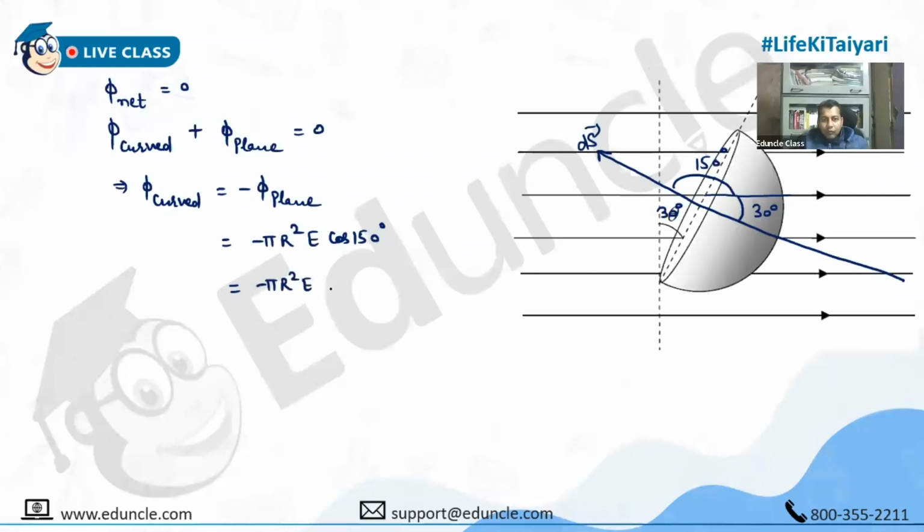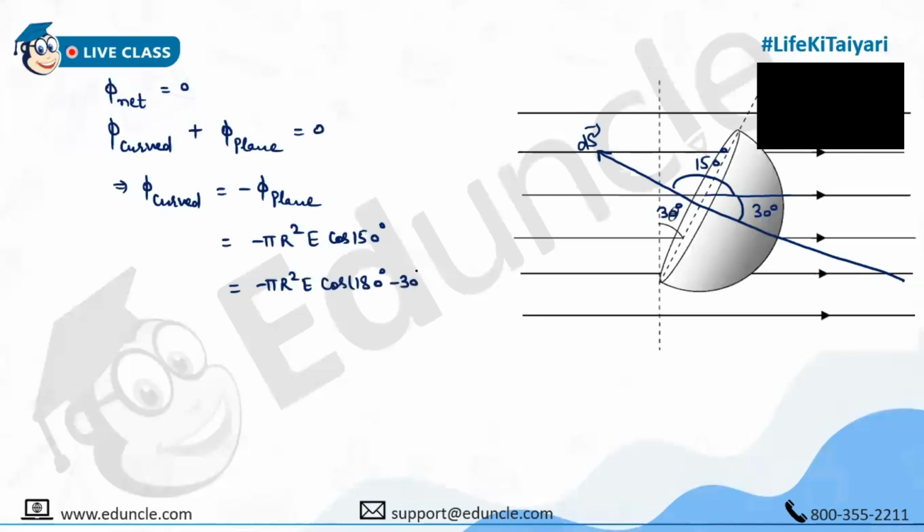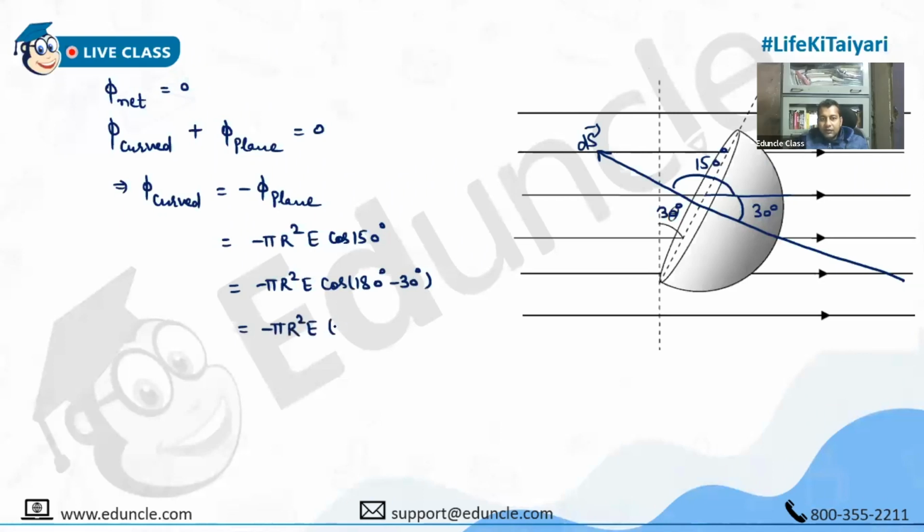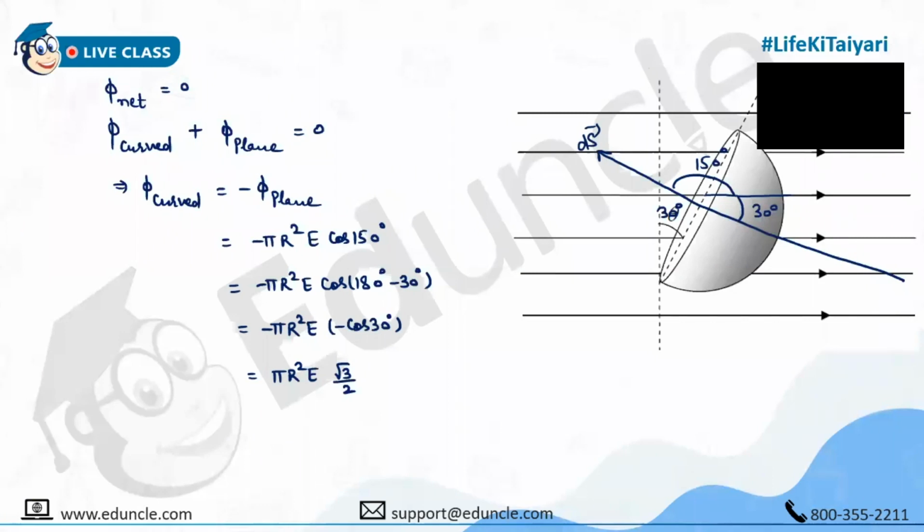So value of cos 150 is, can I write root 3 by 2? Minus root 3 by 2. cos 180 minus 30? So it will be minus cos 30, na? Please check. Yes, sir.